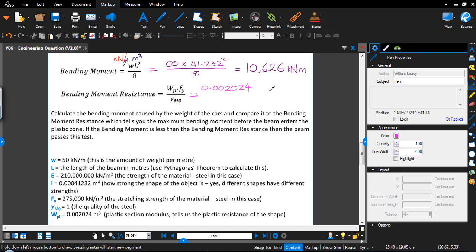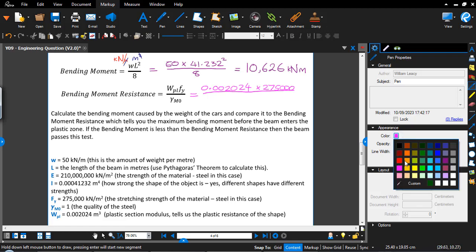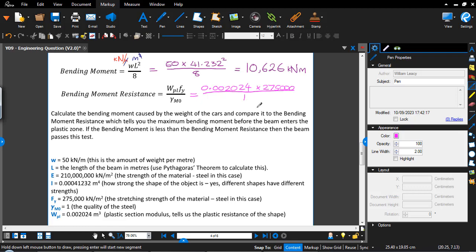So it's 275,000. And we're going to divide that by gamma M0, which is the quality of the steel. You will get gamma M1 and gamma M2. They'll be like 1.1 or 1.2. It's a few years since I did this, but whatever. It's just 1, so it makes no difference. So that equals, let's try it. 0.002024 times 275,123. So it's 556. So because this is our resistance, I'm going to round down.